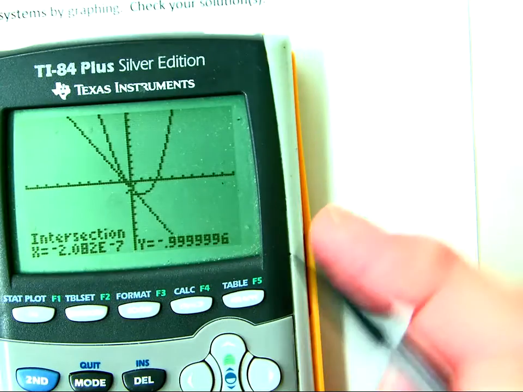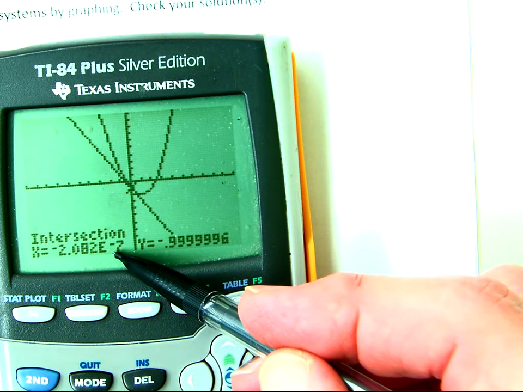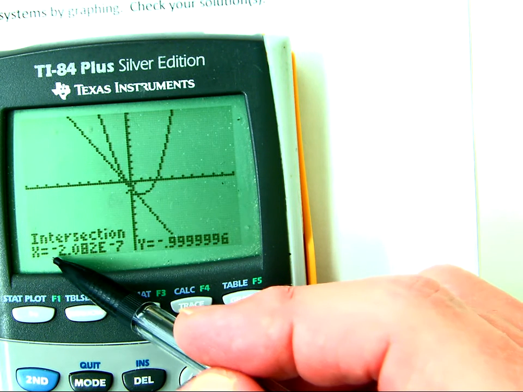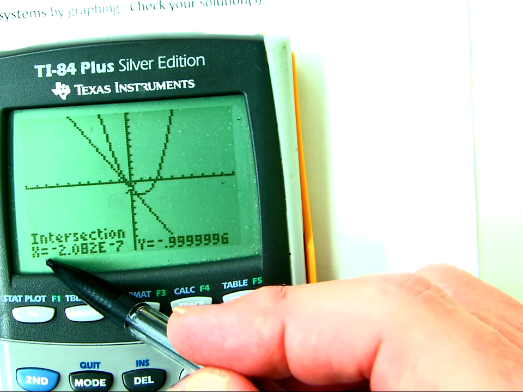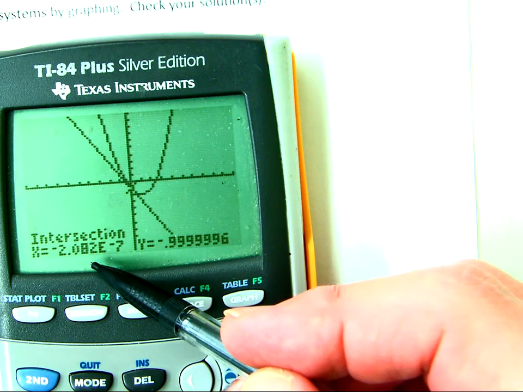Again, whenever you see that, see how it's e to the negative 7? That means times 10 to the negative 7. So that's like if you took this and put a decimal point and then 6 zeros and then 2082. So that's really, really close to 0.